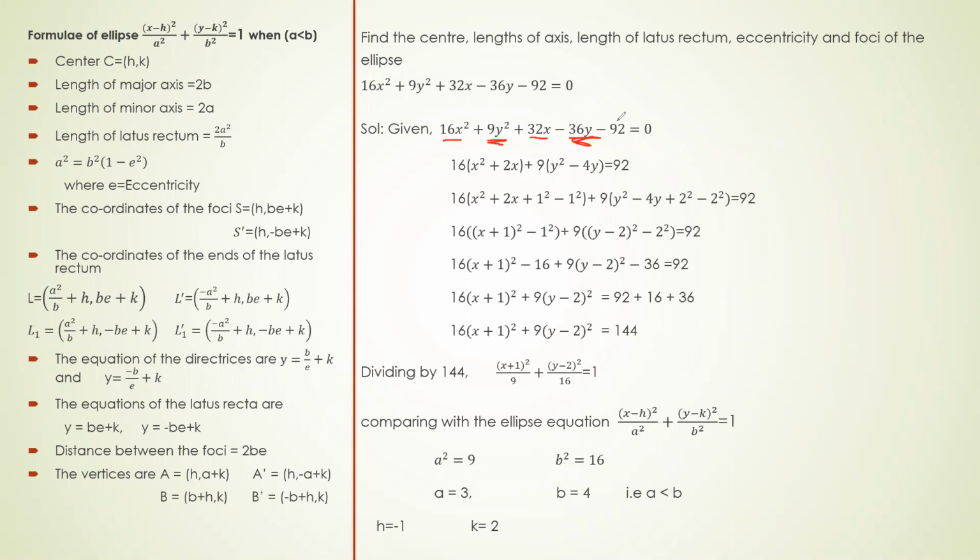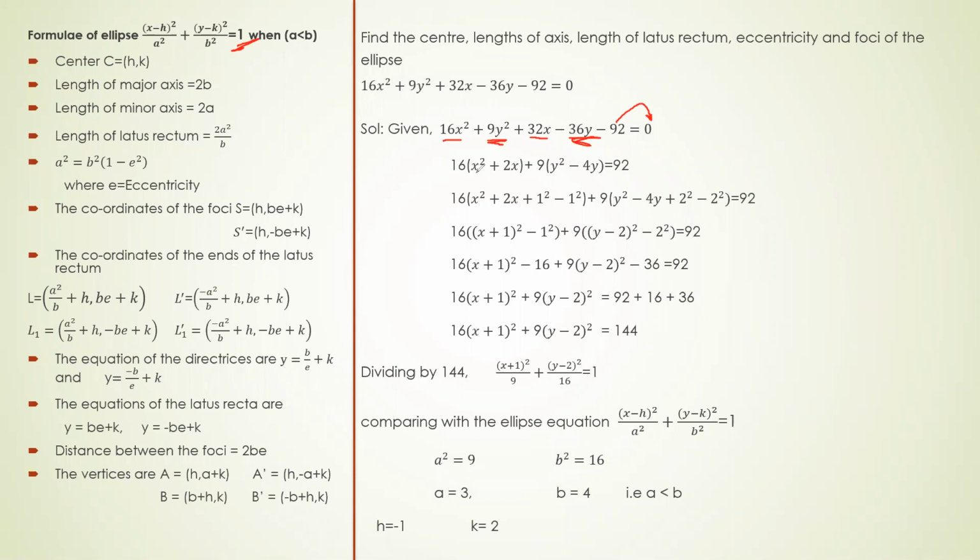92, I will take it on the other side, because we want constants on the other side. Constant terms should be on the right side, that's why I will take the constant term to the right side. Now still it is not in the standard form. Somehow I want it as a whole square, x minus h whole square.